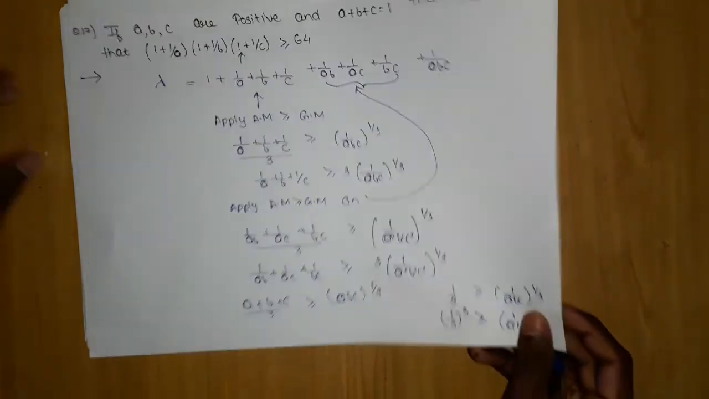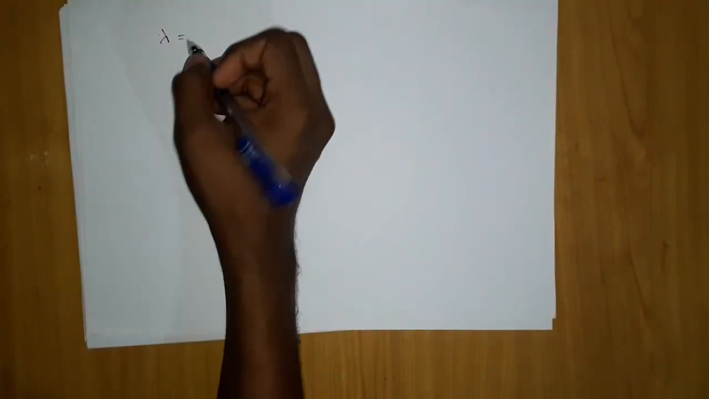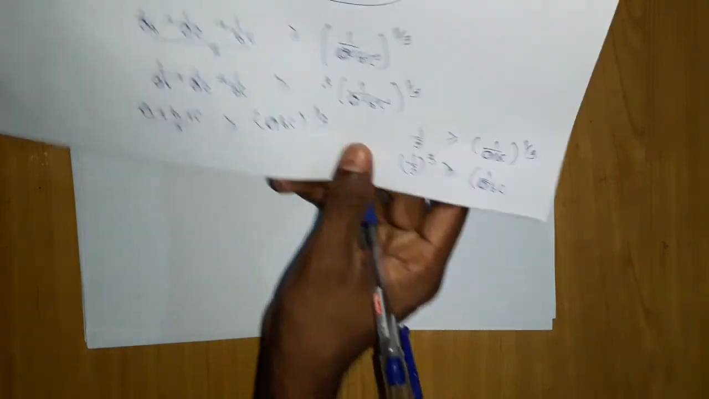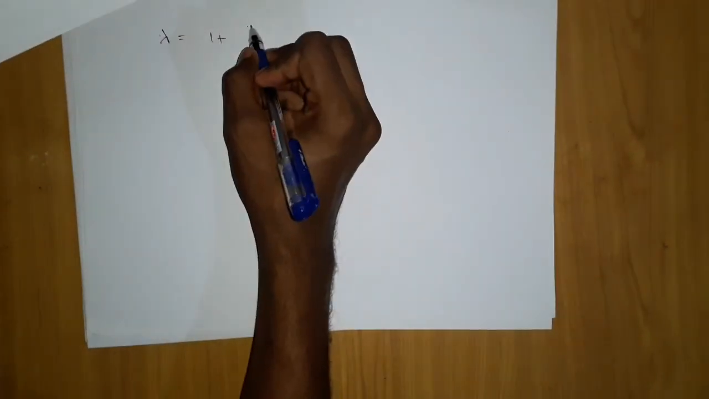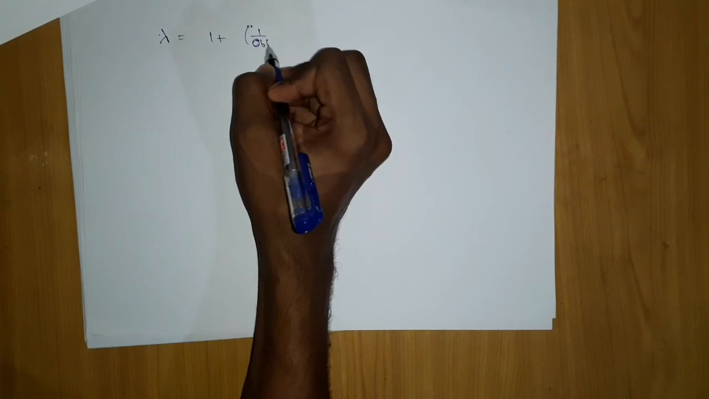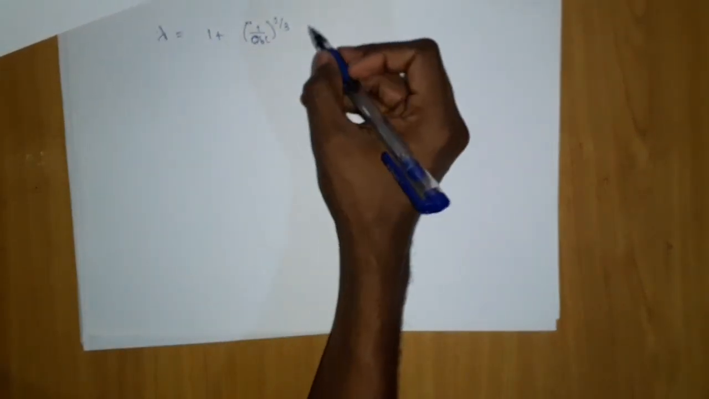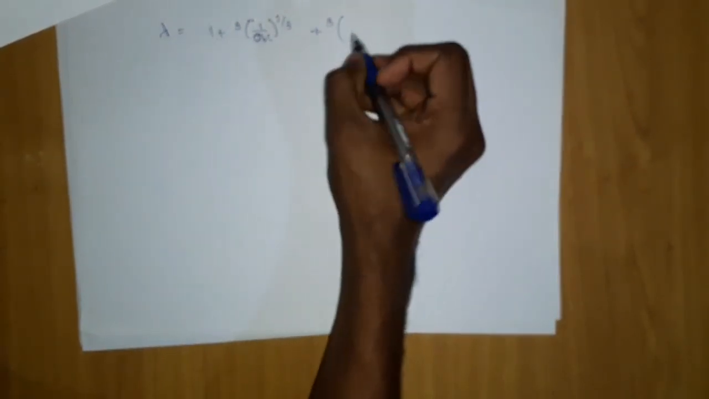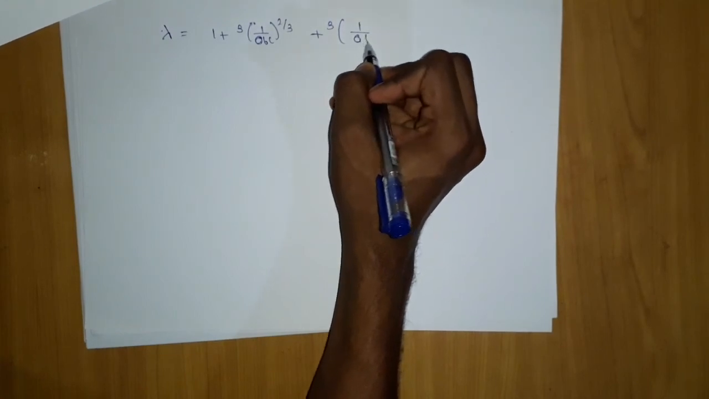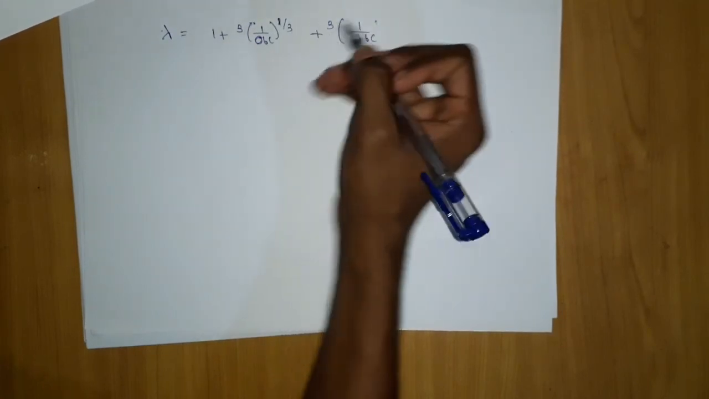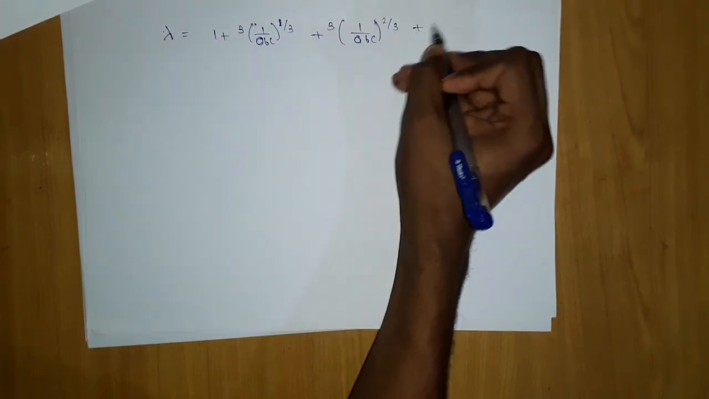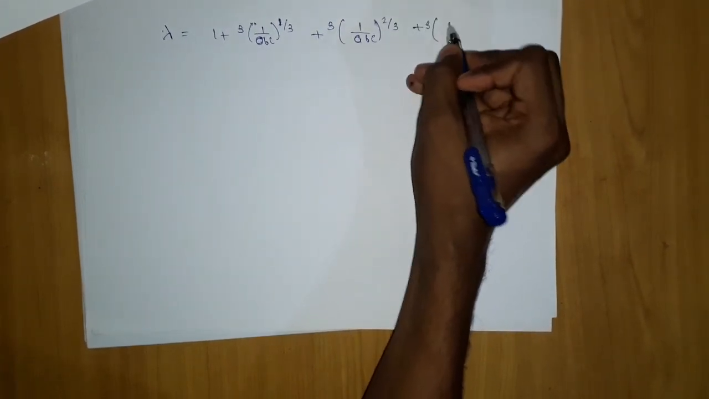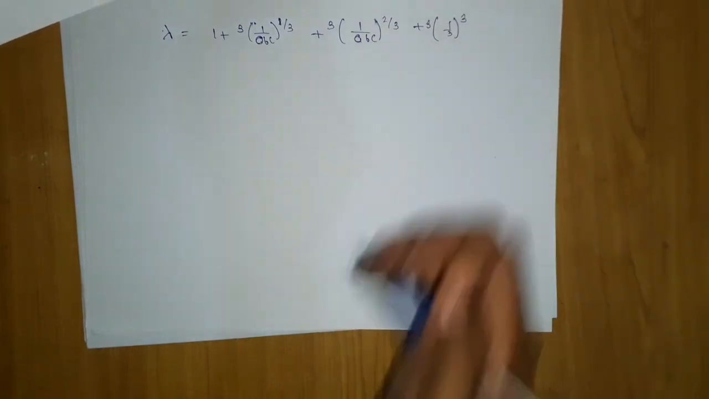Now lambda is 1 plus this value. Instead of this I can substitute this value, which is nothing but (1 upon ABC) power 2 by 3. And similarly, instead of this I can substitute 1 upon ABC. This was 1 by 3, this is 2 by 3, and here I can substitute 3 into (1 by 3) power 3. So we are getting this.